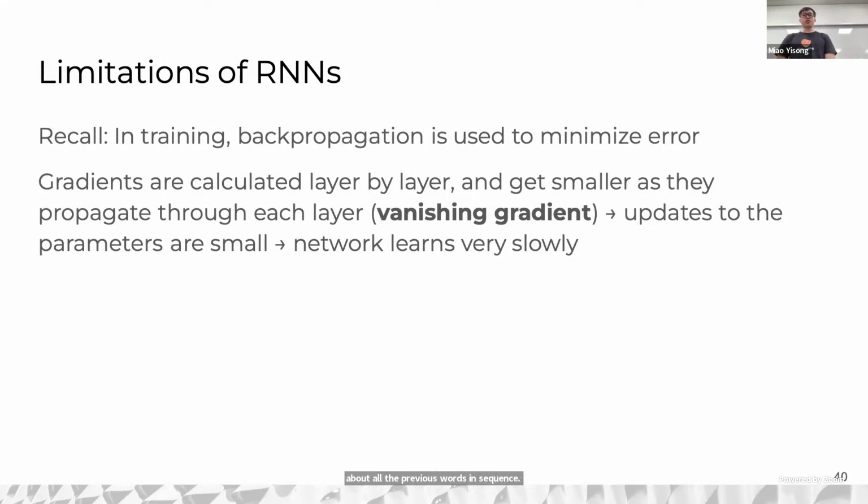But there are also limitations. In training, backpropagation is used to minimize error. But there's this thing called the vanishing gradient problem, because as the gradients are calculated layer by layer, they get smaller and smaller. So in effect, your updates to the parameters will become smaller and smaller, and the network will learn very slowly.